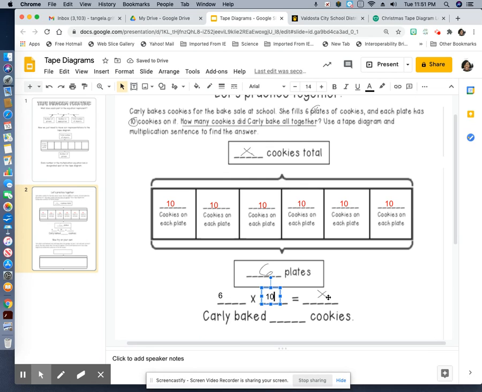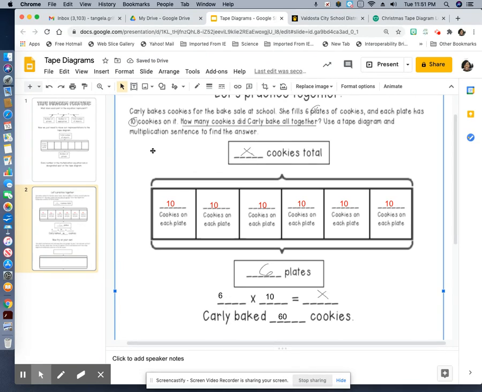How can we figure this out? We can skip count by tens. 10, 20, 30, 40, 50, 60. So Carly baked 60 cookies. That would be the answer here. So X would equal 60.